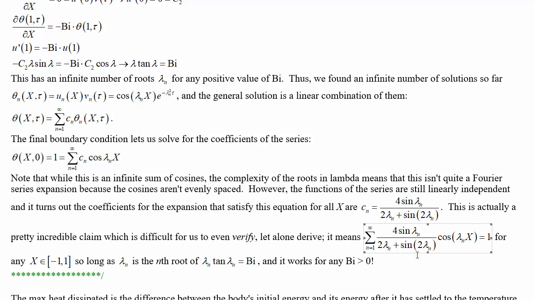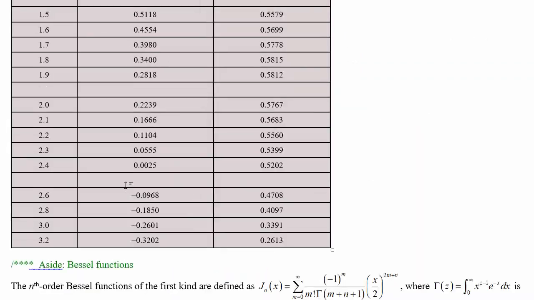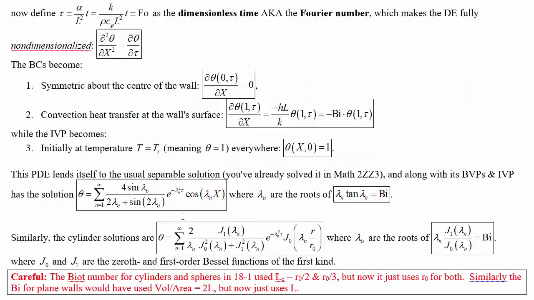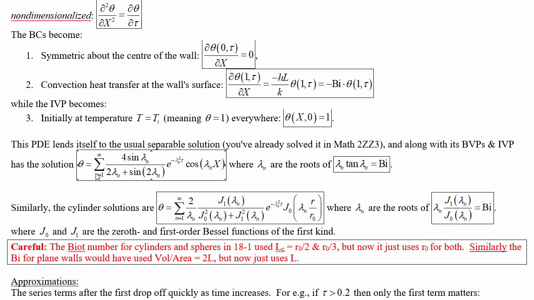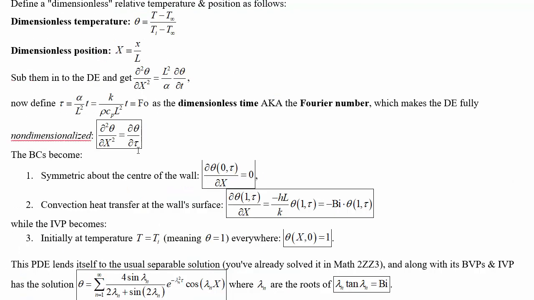Okay, so to recap, what we found is that for the infinite plane wall, the solution is the sum from n equals 1 to infinity of 4 sine lambda n over 2 lambda n plus sine 2 lambda n times e to the negative lambda n squared tau times cos of lambda n x, where lambda n are the roots of lambda n tan lambda n equals the Biot number. All right, so we did this for the plane wall.